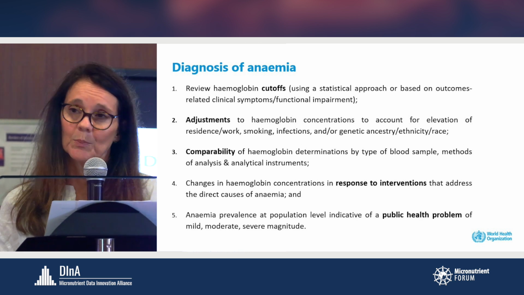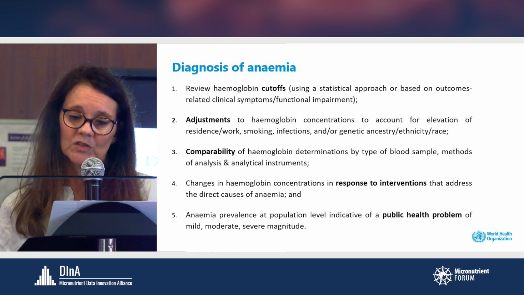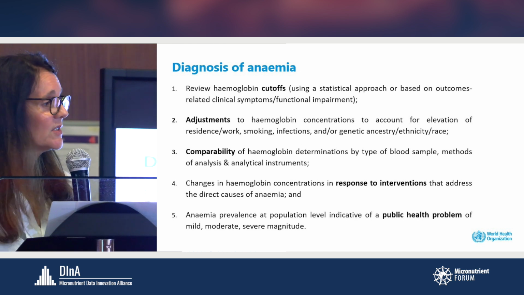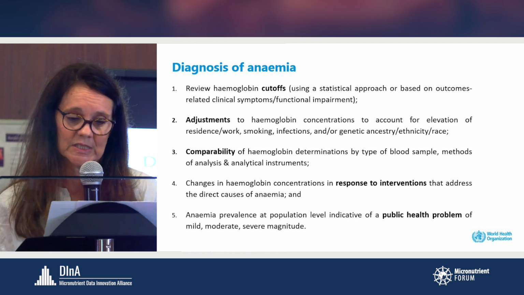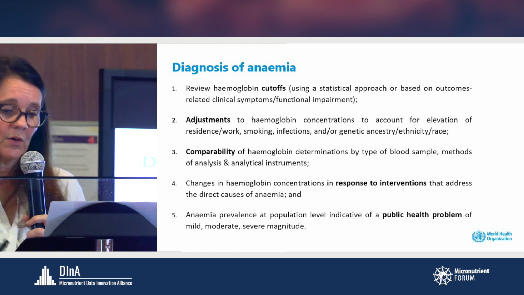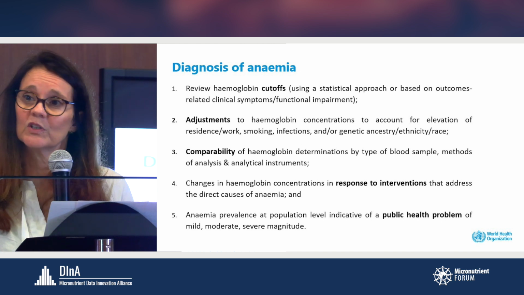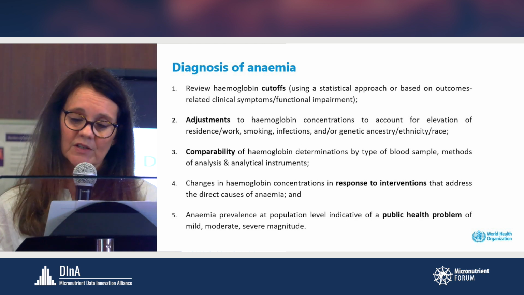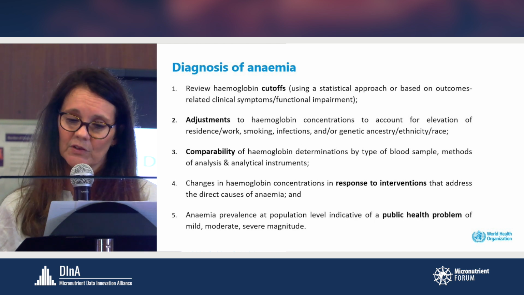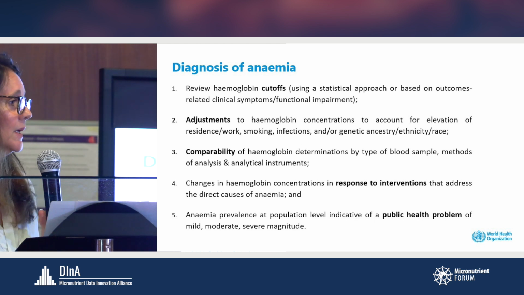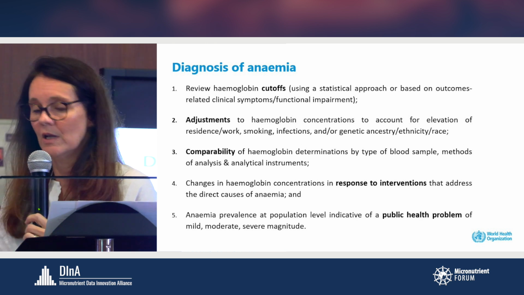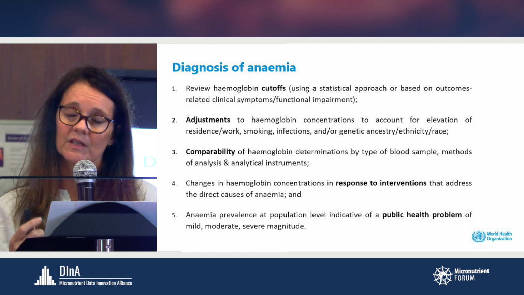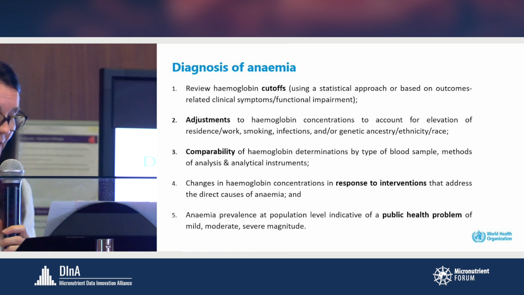We also wanted to look at the comparability of hemoglobin determinations by type of blood sample, by method of analysis, and by the different types of analytical instruments that are available to us today. We wanted to review how hemoglobin concentrations change in response to an intervention. And we also wanted to review the categories of anemia prevalence at the population level that could be indicative of a public health problem of either mild, moderate, or severe magnitude as well. So I'll go through the slides and I'll summarize each of the guidance that was delivered in these 5 areas.